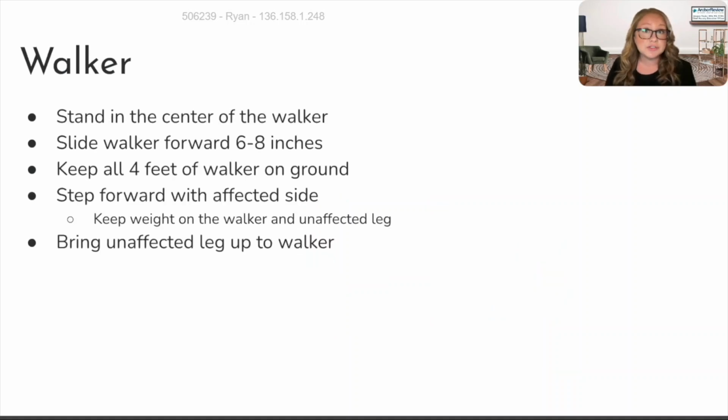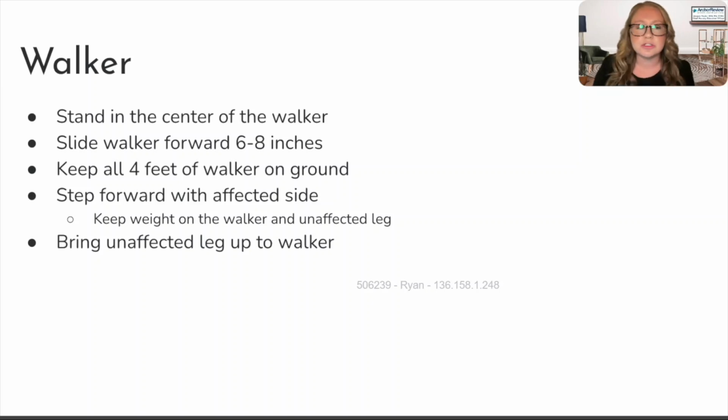When your client is using a walker, they should be standing right in the middle of it, not off to one side, off kilter, right in the middle so they have good balance. The walker is going to go forward first by about 6 to 8 inches, depending on the size of your client. It's really key to make sure they keep all 4 feet of the walker on the ground. We don't want any back and forth, picking it up and setting it down. We slide it forward, keeping all 4 feet on the ground. Next, we step forward with the affected side.